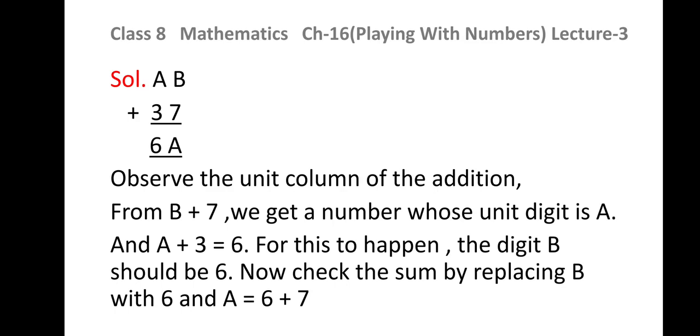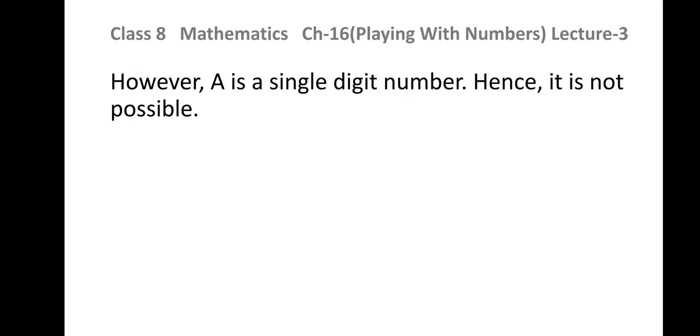And now let us see whether my assumption is correct or not by putting the values. But I want A as a single digit. So this is not possible. If I take A as the number I have assumed, I will not be getting a single digit number.